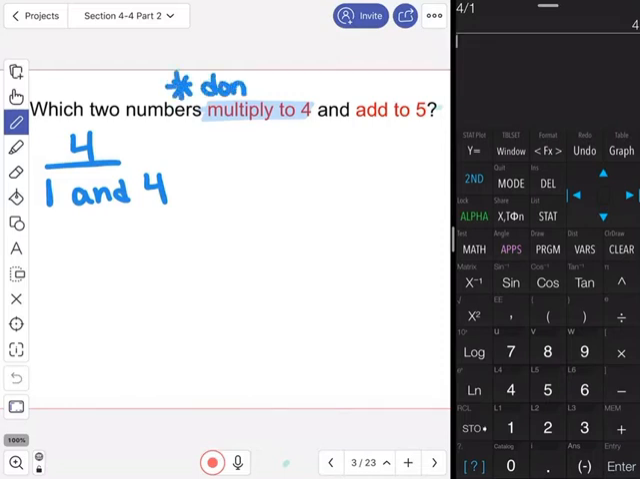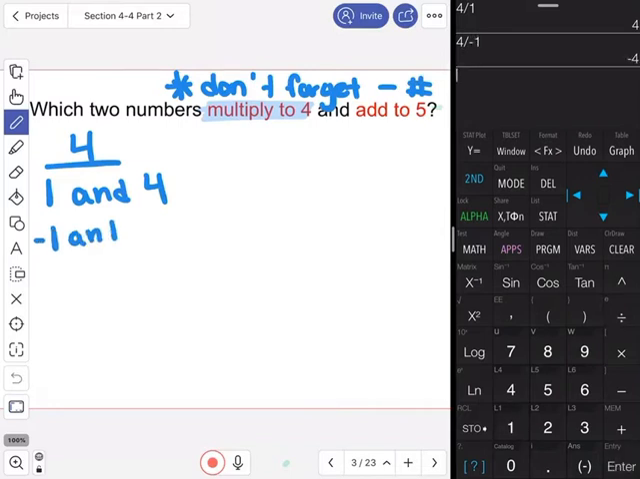Now the important thing of this compared to what we did with greatest common factor is you can't forget, don't forget the negative numbers. So for example, instead of just dividing 4 by positive 1, I also need to divide by negative 1. So 4 divided by negative 1 gives me negative 4. So I have negative 1 and negative 4. The next number I would do is 2.